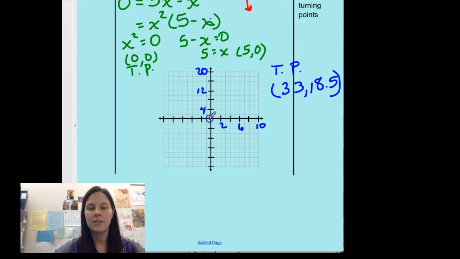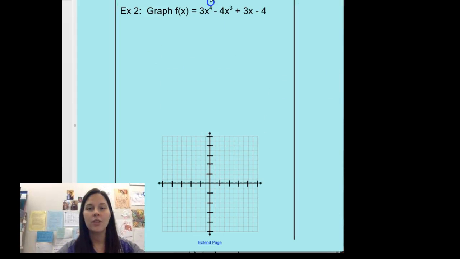Plotting the zeros and that turning point at just past 3, just past 18. And we're just looking for a sketch, so we don't need any other precise points. Our graph is falling to this turning point, rising to this one, and falling through that second zero. Of course, make sure you have arrows on your graphs as it does extend forever in both directions.